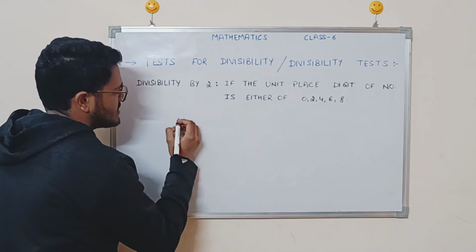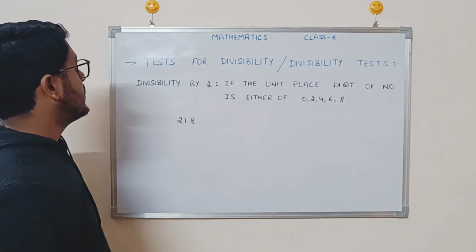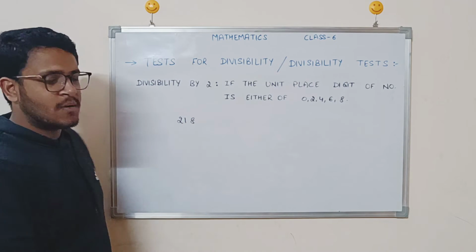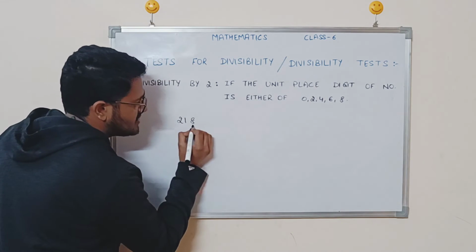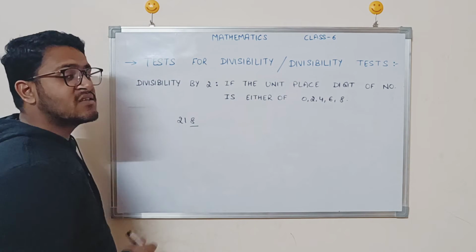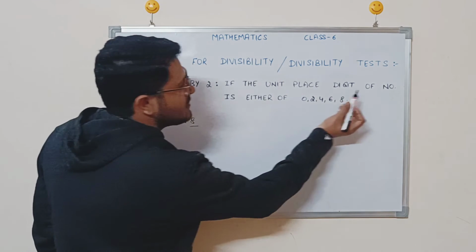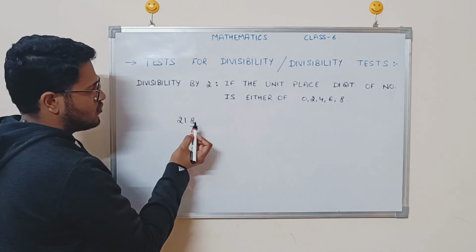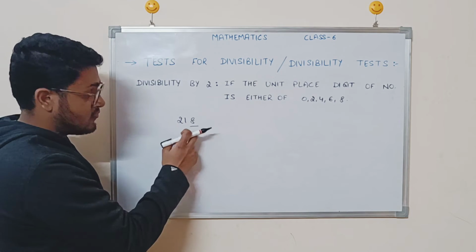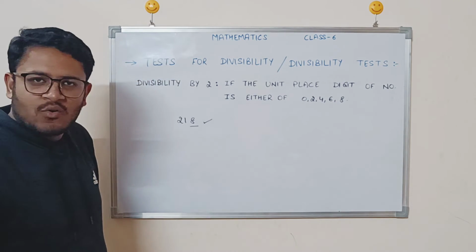So let's take some example. Let's say 218. Now tell me whether this number is divisible by 2. What we have to do is take the unit place digit. Okay, unit place digit is 8. Now we have to check whether it is either of 0, 2, 4, 6, 8. Yes, we have 8, right? So this number is divisible by 2.